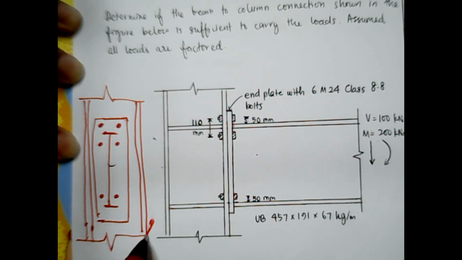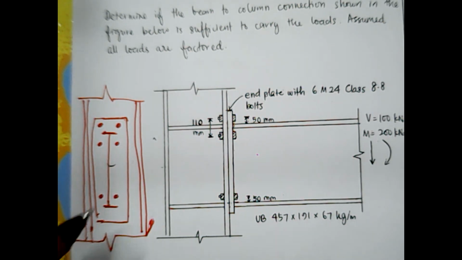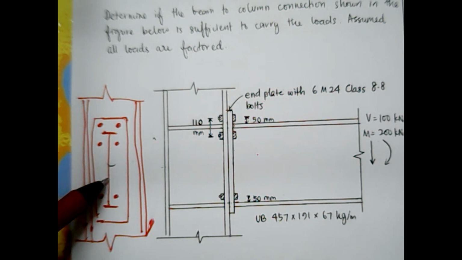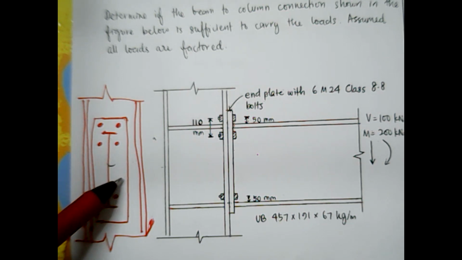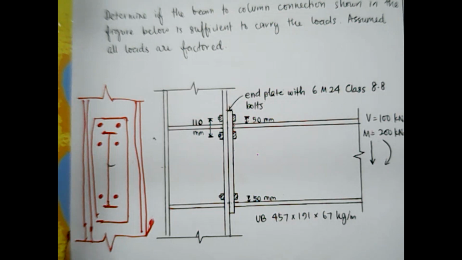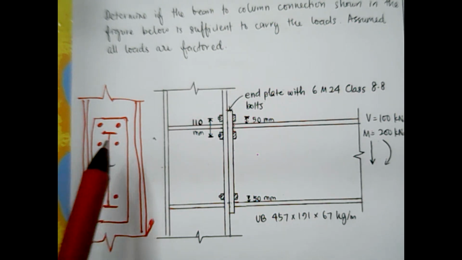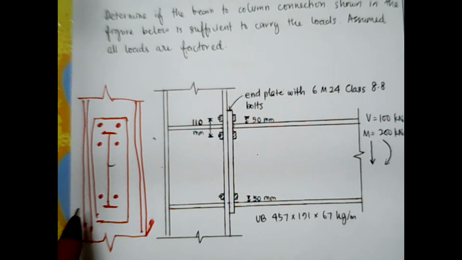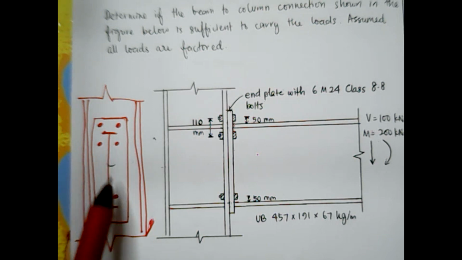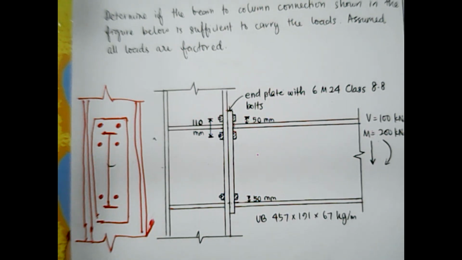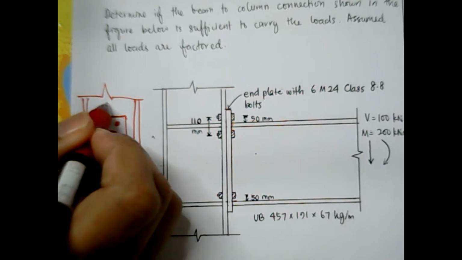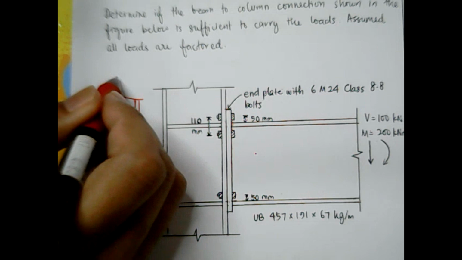This is when you look from this side. So this is your beam, and this is the end plate, where the beam is welded to the end plate, and the end plate is bolted to the column. If you look here, there are 1, 2, 3 rows of bolts at both sides, and because of it you have the shear, which is 100 kilonewton.